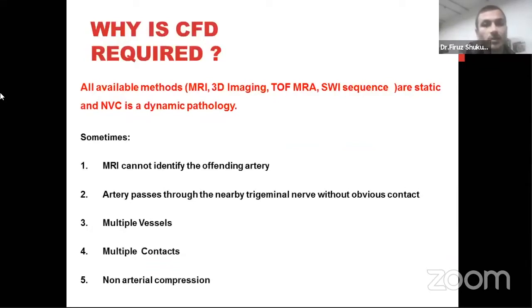So why is CFD required? The available methods, MRI, 3D imaging, TOF MRA, and SWI sequence, are static methods, and neurovascular conflict is a dynamic pathology. That's why sometimes MRI cannot identify the offending artery. An artery may pass through near the trigeminal nerve without obvious contact, or there may be multiple vessel contacts and compressions.